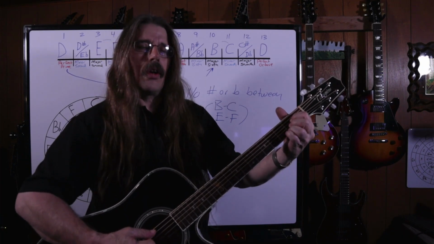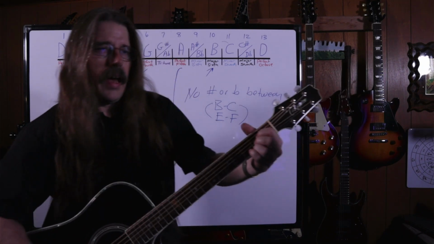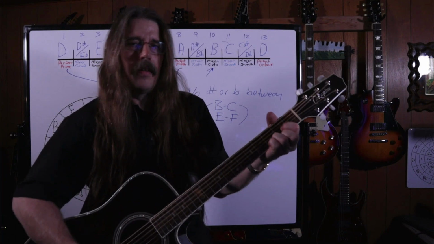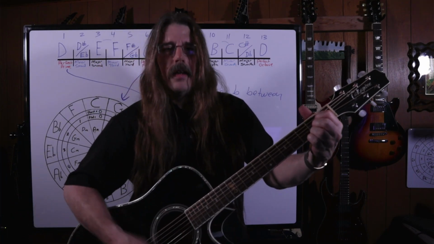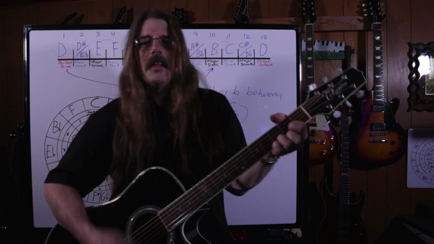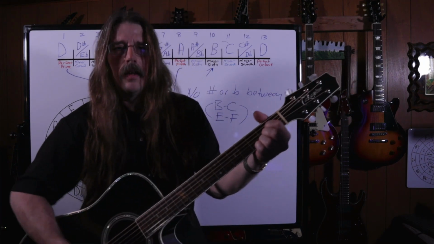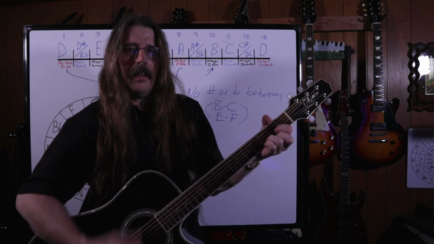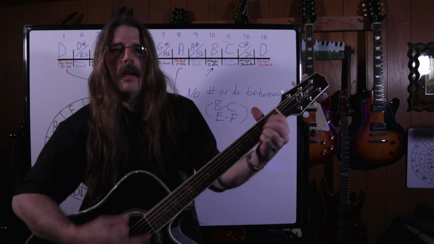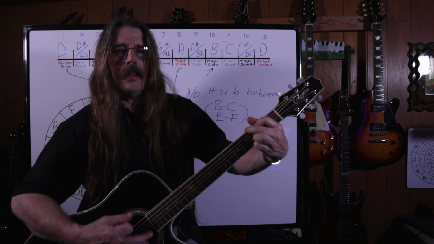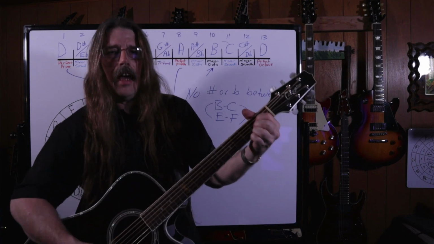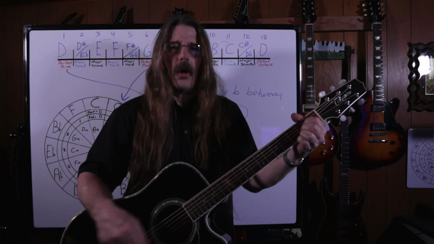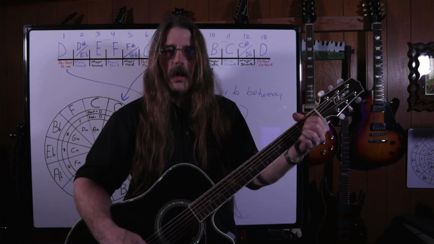So it starts off going A, G, D, A, G, D, A, G, D, A. And that is how the verses are laid out for Southern Cross.